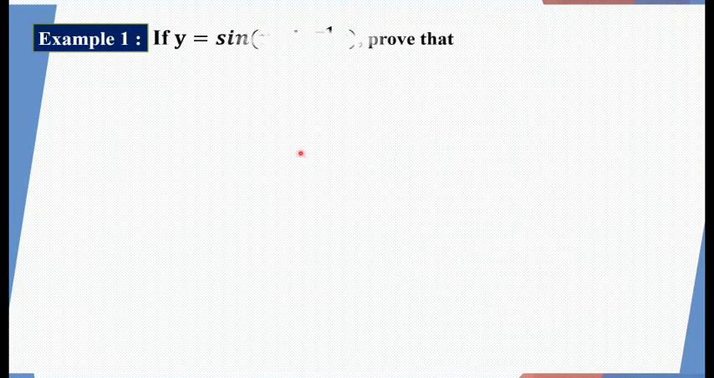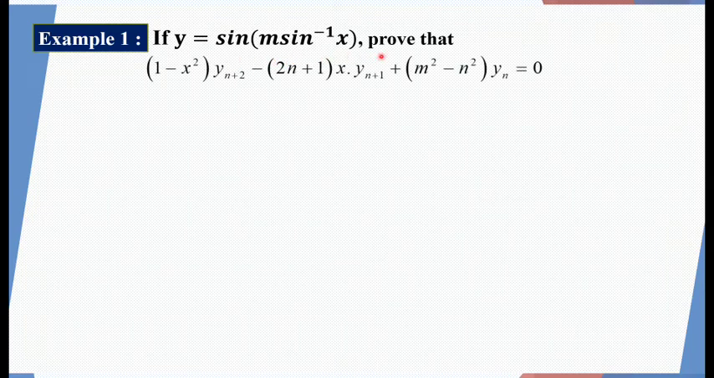So example 1, if y equals sin(m sin inverse x), then prove that (1 minus x square) y_(n+2) minus (2n plus 1) x y_(n+1) plus (m square minus n square) y_n equals 0. This is the first part of the proof, and hence we have to find y_n(0). y_n(0) means we have to find the value of y_n at x equals 0.